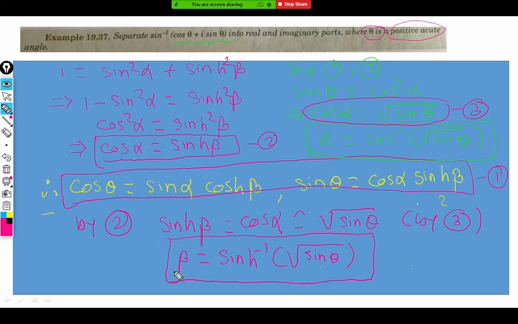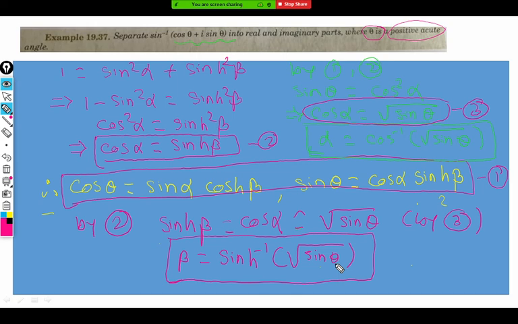If someone is not interested in keeping this as the answer, he can use one more formula. Can you recall the formula? Sine h inverse of x. What is sine h inverse of x? Log of x plus root of x square plus 1. If you want that, you can write this beta as log of root of sine theta plus root of 1 plus sine theta there. That is also the answer.